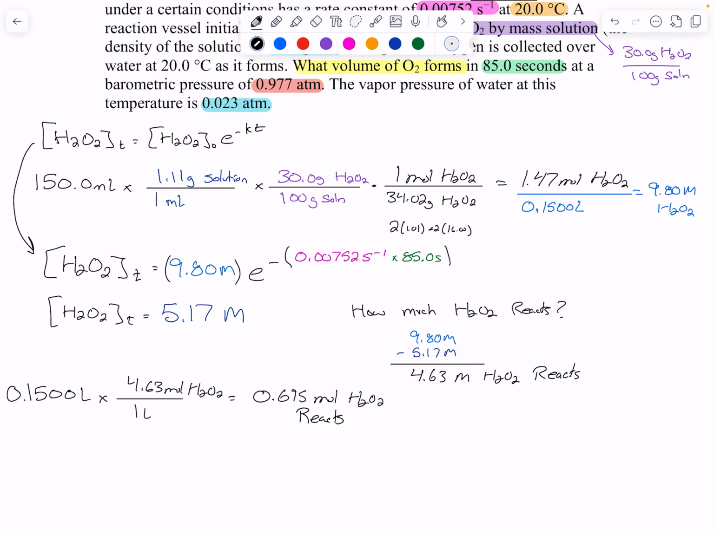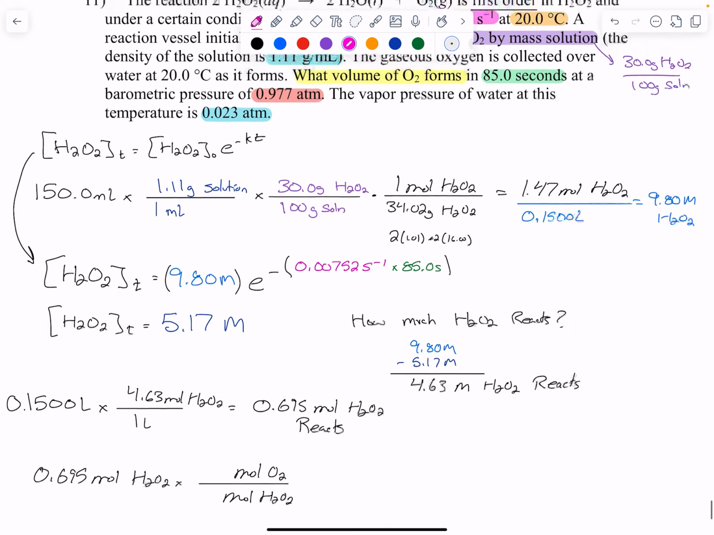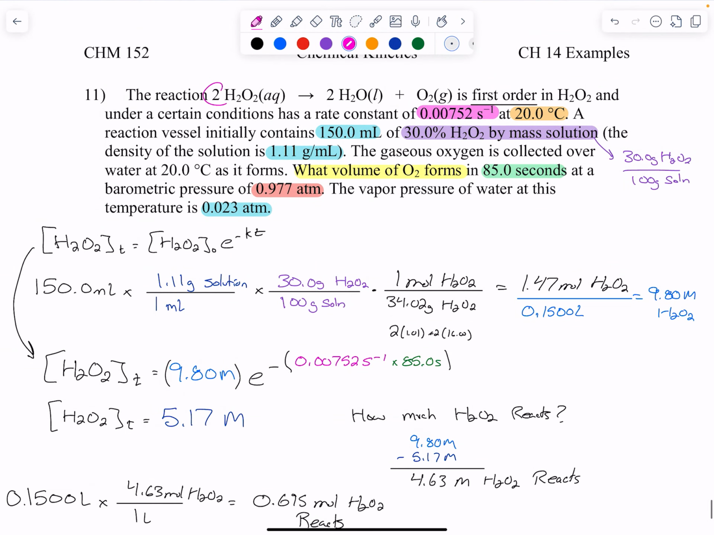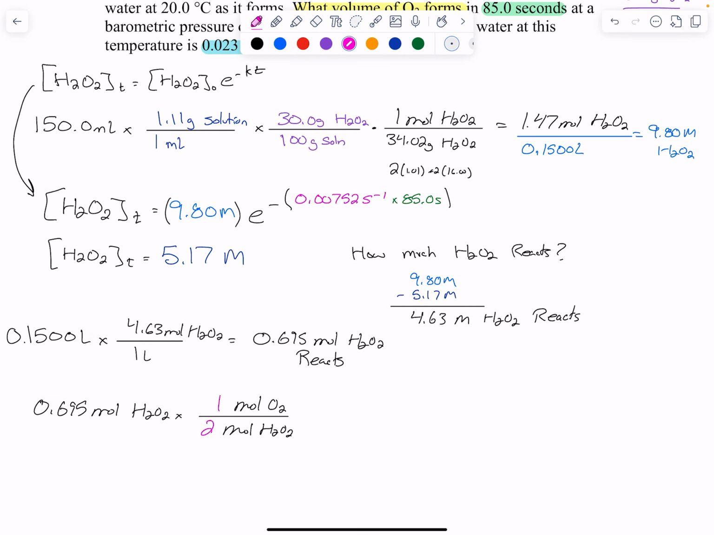So if we take our 0.695 moles of H2O2, moles H2O2 here, moles O2 here, and if we look at our balanced chemical equation, it's 2 hydrogen peroxide to 1 O2. So that means we're going to have 0.347 moles O2 formed.